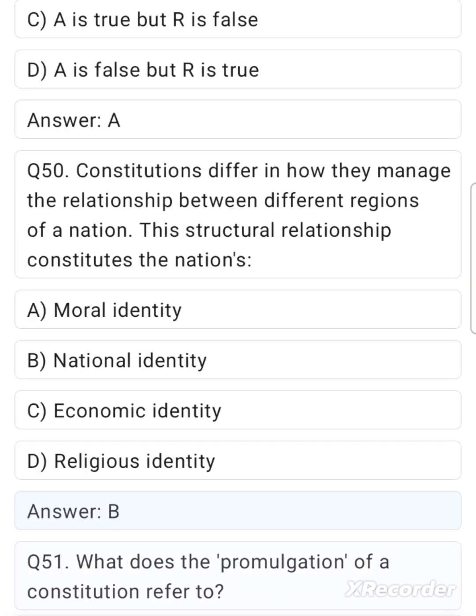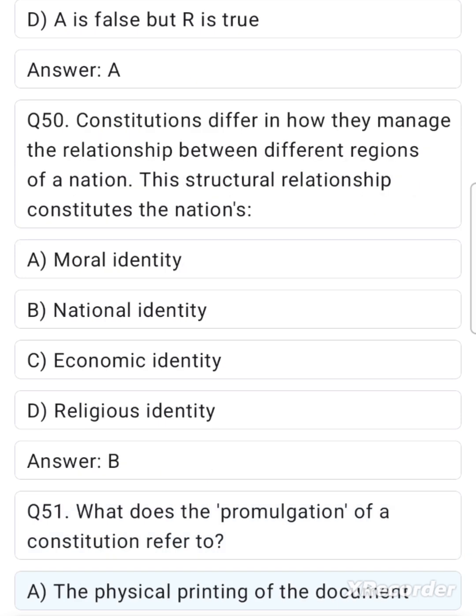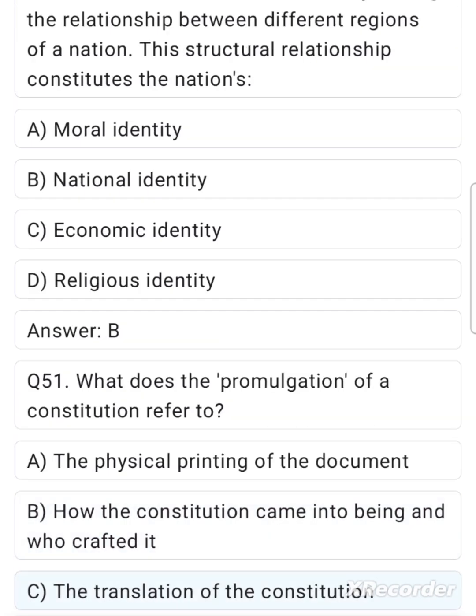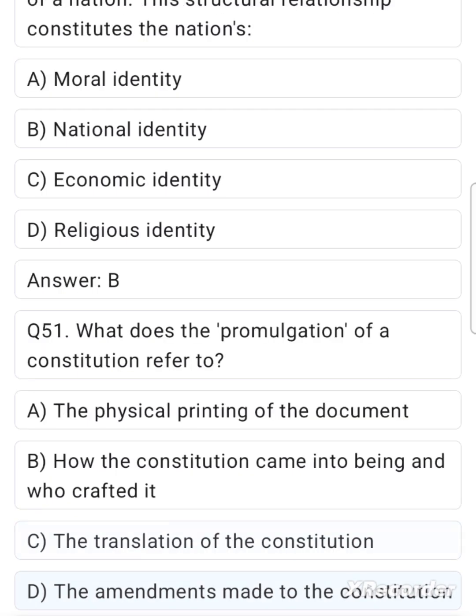Answer. B. Q51. What does the promulgation of a constitution refer to? A. The physical printing of the document. B. How the constitution came into being and who crafted it. C. The translation of the constitution. D. The amendments made to the constitution.